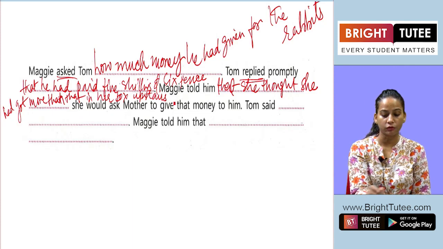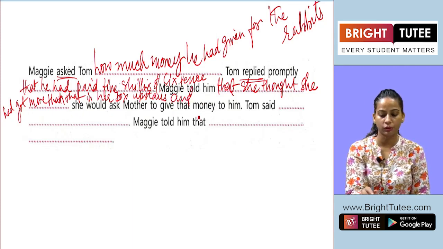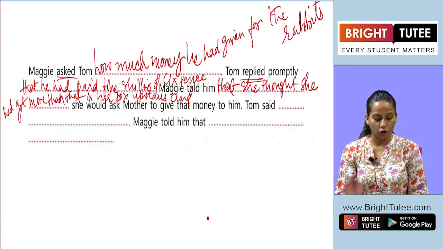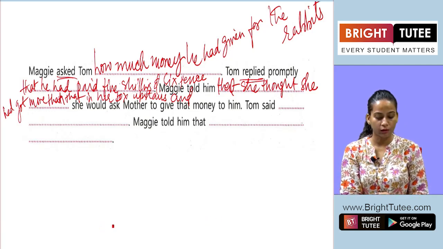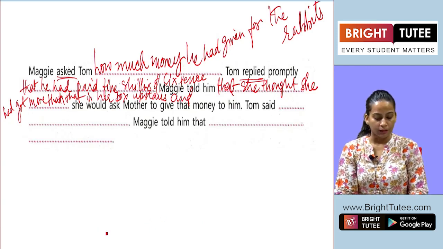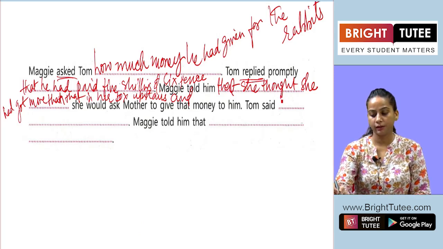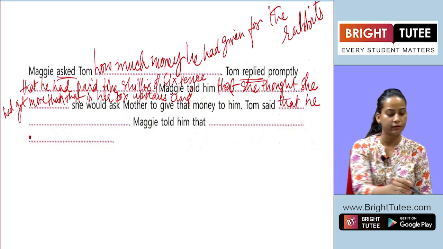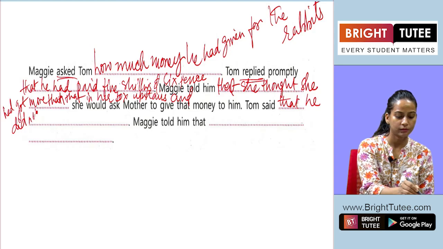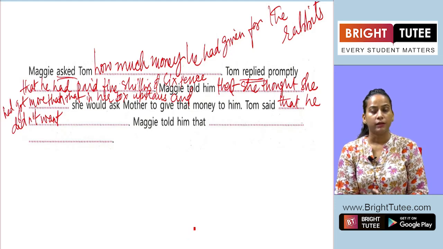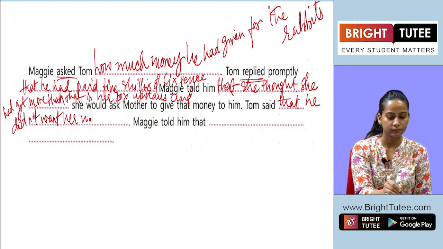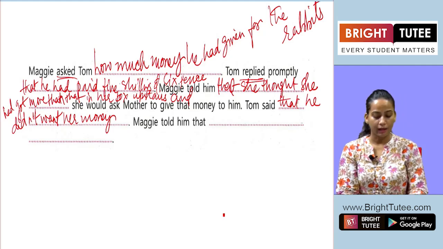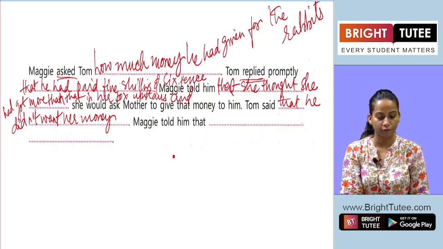After that, she would. So here we have to put "and then", as it is given here. She would ask mother to give that money to him. Tom said, what for? I don't want your money. I have got far more money. So Tom said that he didn't want her money. Clear? And then he also mentioned that I have got far more money.